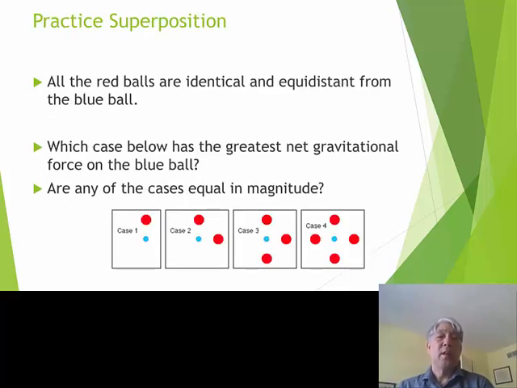Okay, so here's a little bit of practice. I have red balls and blue balls. The blue ball is in the center, and all the red balls are equally located with respect to the blue ball. Think about these 4 cases: in which case will I have the greatest net gravitational force, and in which case will 2 cases actually be equal in magnitude, not necessarily direction, but at least magnitude? So pause this and think about it, and I'll continue on to the next slide.